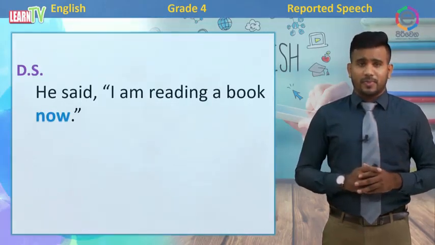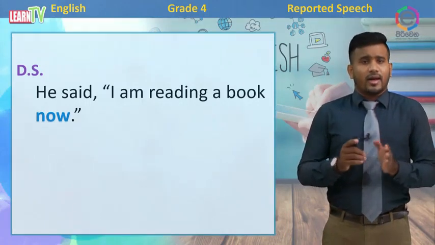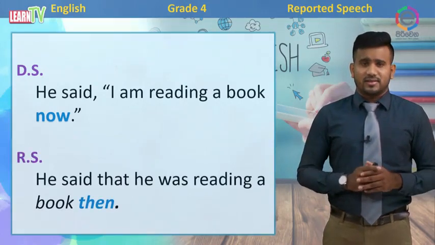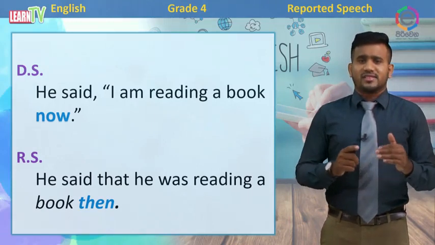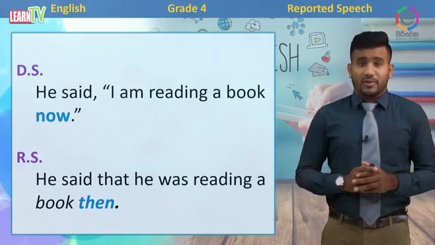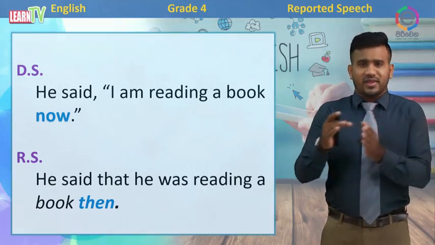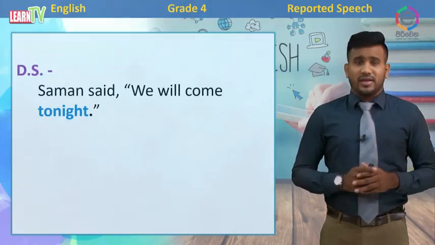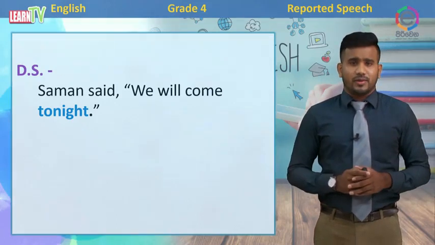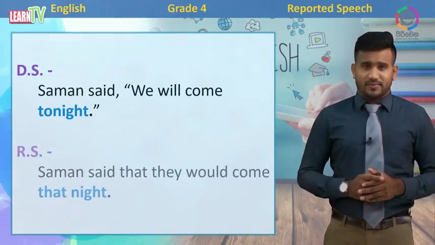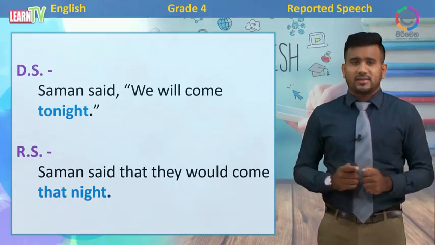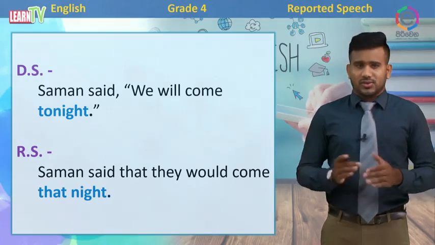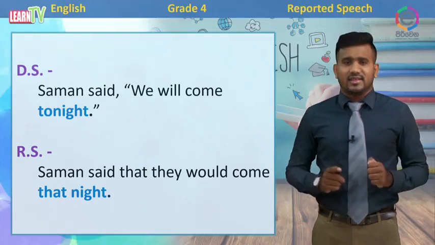Direct speech: He said, "I am reading a book now." Reported speech: He said that he was reading a book then. Now you can see the word "now" has been changed to "then." Direct speech: Someone said, "We will come tonight." In reported speech, someone said that they would come that night. "Tonight" has been changed to "that night."